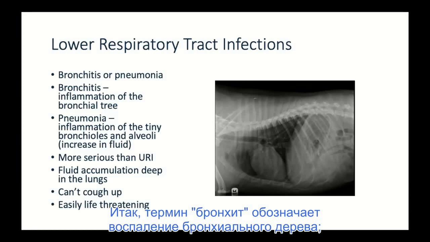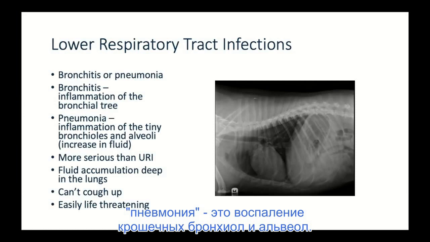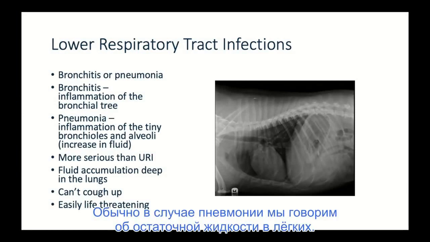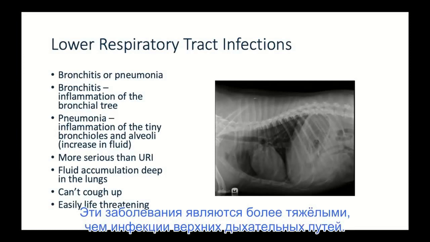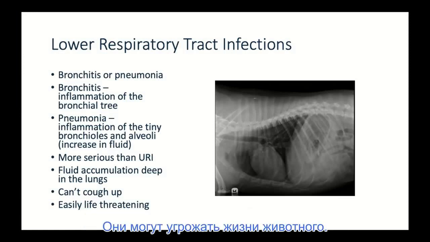So bronchitis terminology, inflammation of the bronchial tree. Pneumonia is inflammation of the tiny bronchioles and alveoli, and typically with pneumonia, we're talking about residual fluid in the lungs. They are more serious than an upper respiratory tract infection, and they can become life-threatening.